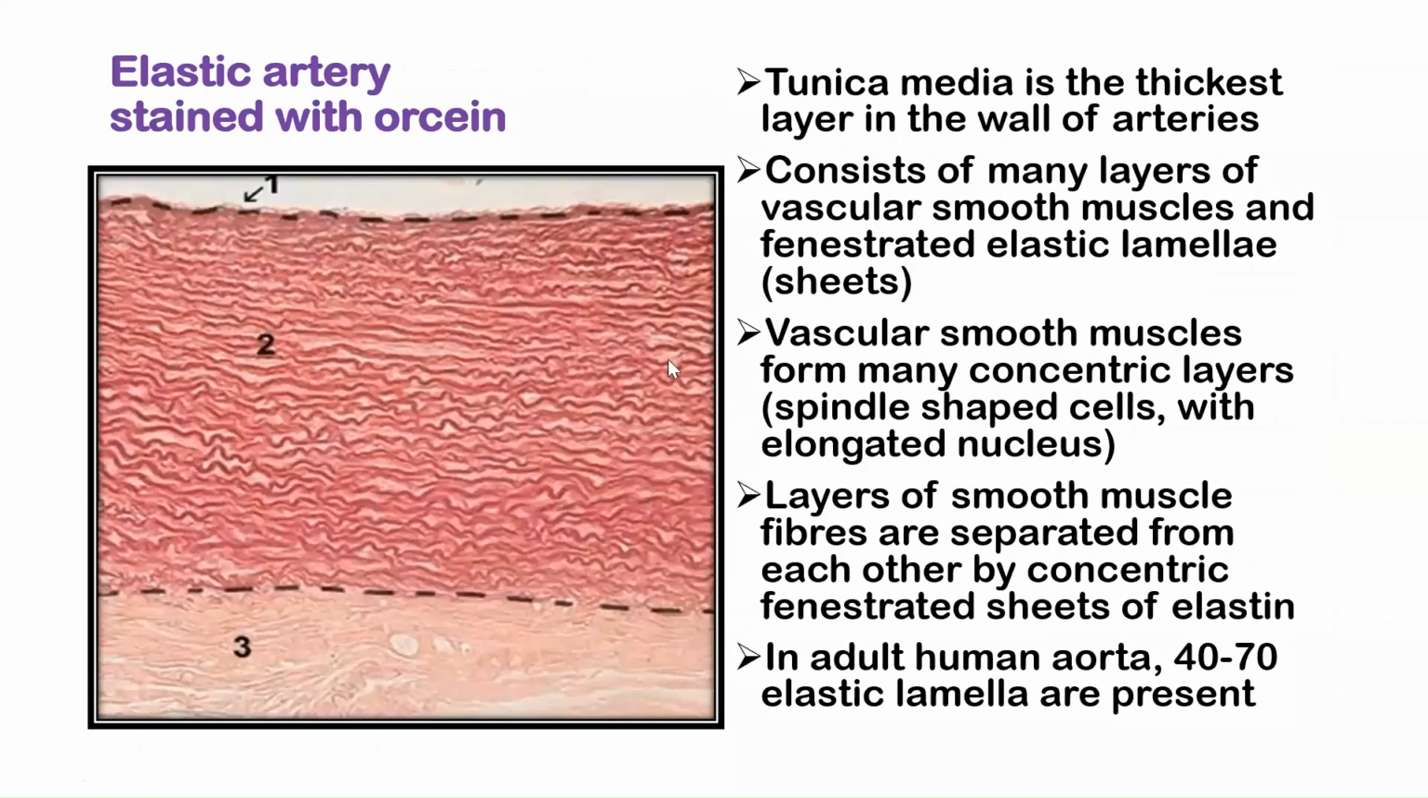This is a picture of the elastic artery stained with orcein. We can make out 3 layers: layer 1, 2, and 3. The innermost layer is the tunica intima, which is separated from the tunica media by the dotted line, which is representing the internal elastic lamina. Now, the tunica media, the thickest layer, consists of many layers of vascular smooth muscle, which are arranged as concentric layers and separated from each other by concentric fenestrated sheets of elastin. In human aorta, about 40 to 70 such layers of elastic lamina are present, and the elastic sheets are seen as wavy fibers.